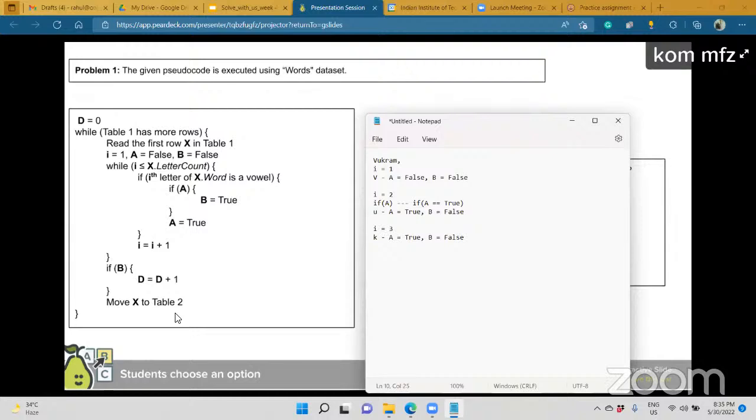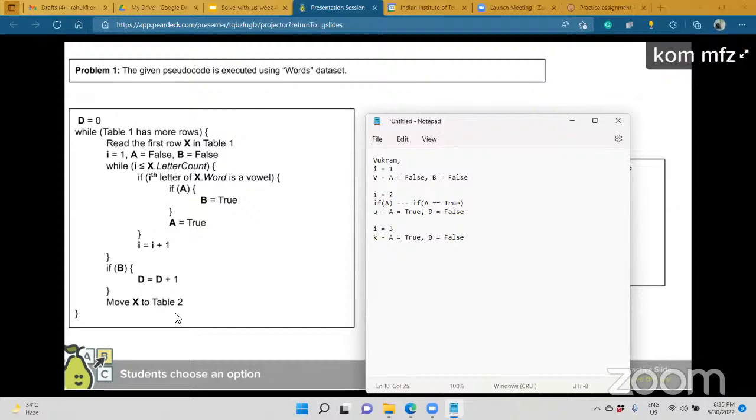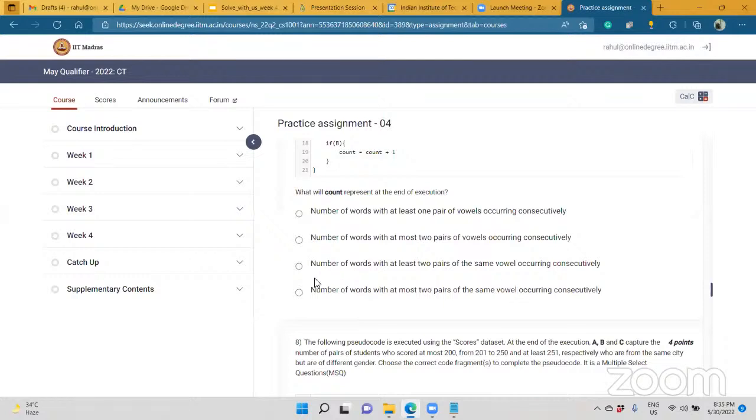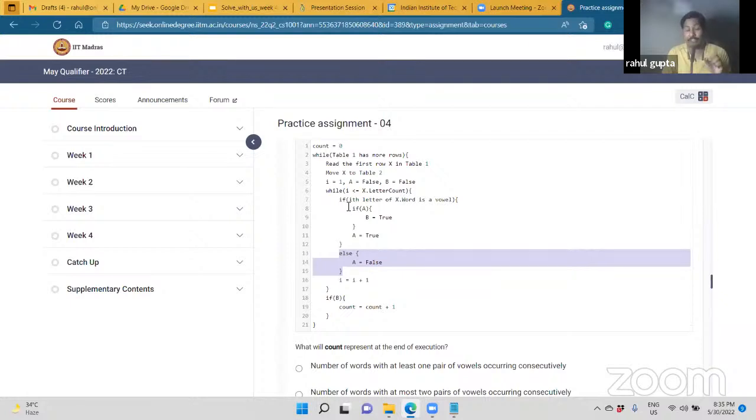Two vowels are attained, and then B becomes true anywhere. For one vowel, A is true, so there will be no consecutive thing. A is true for the entire word. See the example, practice assignment question number 7. I am taking the else part here, and the answer must have the consecutive thing. For the letter K in Vikram, A will turn to false because it's not a vowel. Okay, got it, sir.